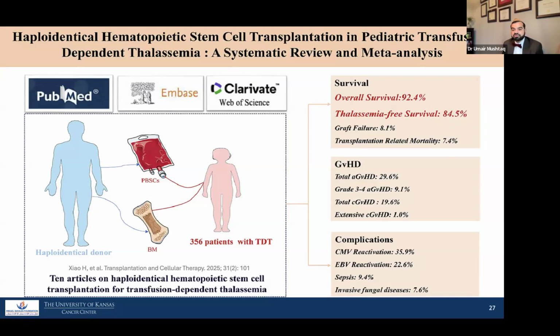They're slightly higher if you use ATG-based regimens. Transplant-related mortality is very manageable at 7%. GVHD rates are in around 20% range, but infectious complications remain a big challenge. CMV reactivation up to 36%. And other fungal infections, sepsis up to 10%.